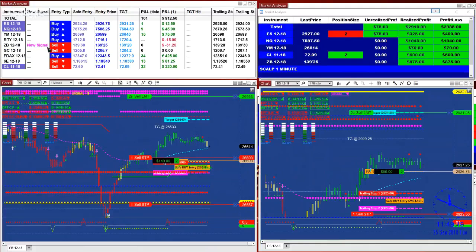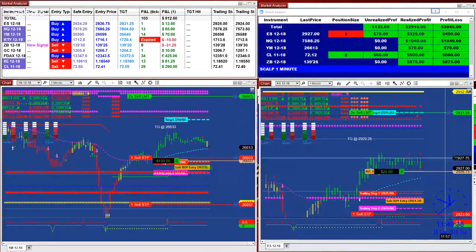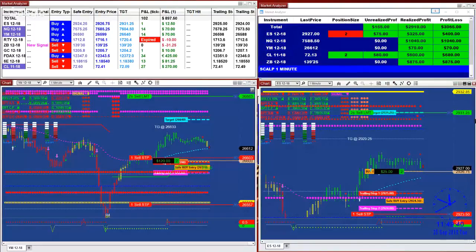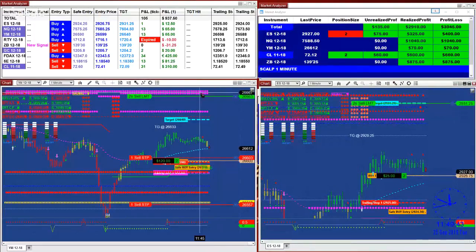New signal on the 30-year treasury bond, entry price 139.25, sell order, and then target 139.20. It's not much really, but this is the new signal on the 30-year treasury bond, and it seems like this market is gonna drive us crazy today. We're still waiting, but there is a new signal on the 30-year treasury bond for those guys who want to trade the bonds.